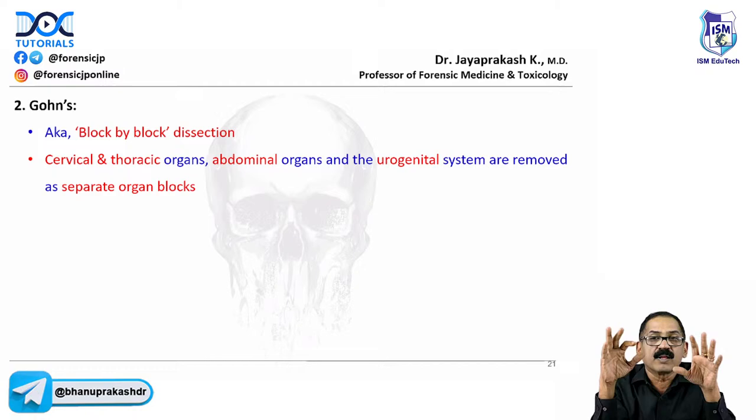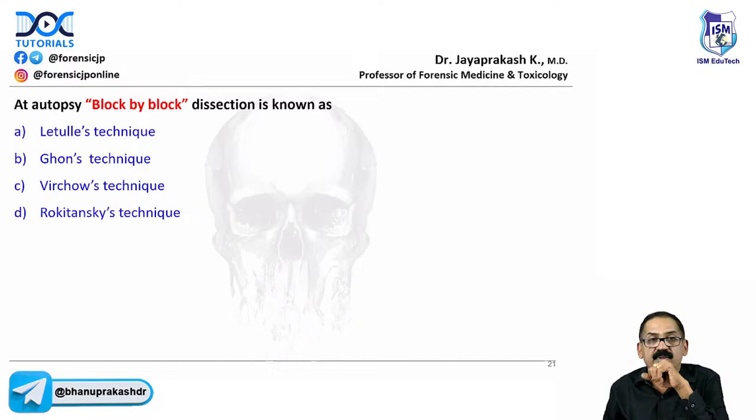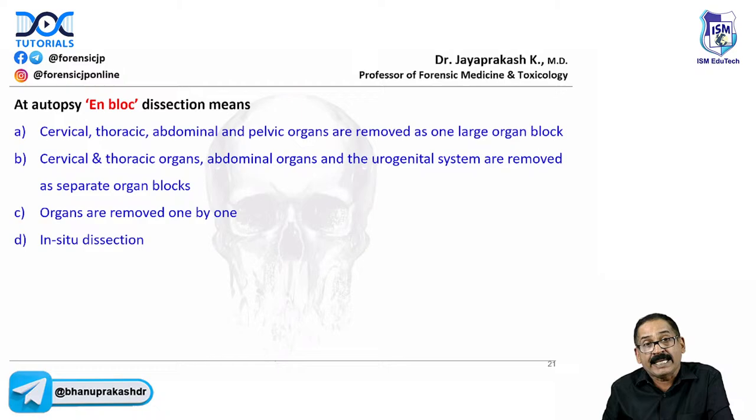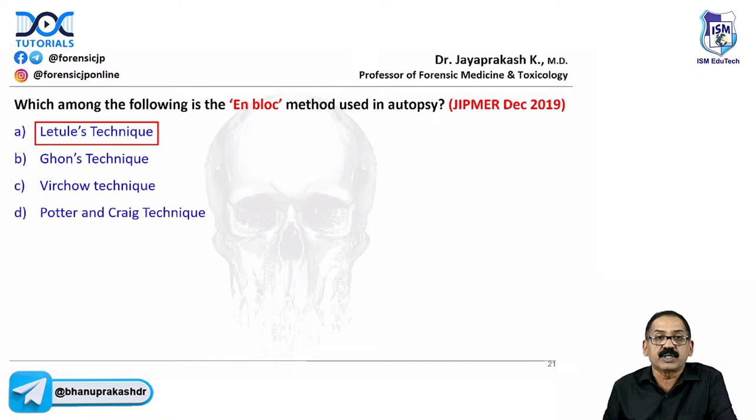So, en bloc is different. Block by block is different. In Gons technique, postmortem, cervical, thoracic all taken as individual blocks. Block by block dissection is Gons technique. En bloc dissection means, look here, little stick. Which among the following en bloc method used at autopsy? Letulle's.